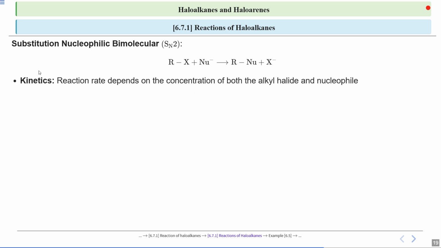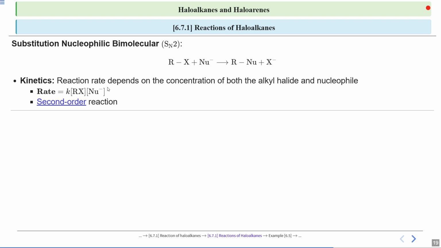Kinetics. So kinetics means the reaction rate depends upon the concentration of both alkyl halide and nucleophile. Here in this SN2 reaction, the reaction rate depends upon the concentration of alkyl halide and nucleophile both. So the reaction rate, if you write it, will be k, the rate constant, times RX, that is your alkyl halide concentration, multiplied by the nucleophile concentration. So the order of the reaction will be second. So it is a second order reaction.